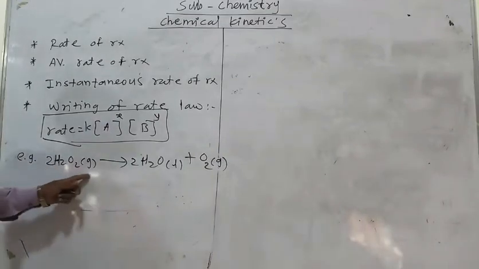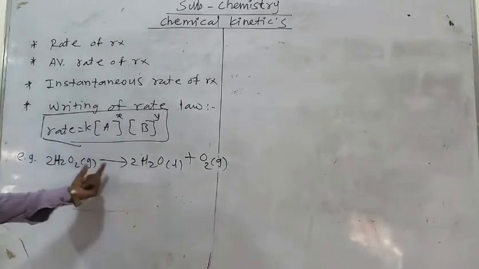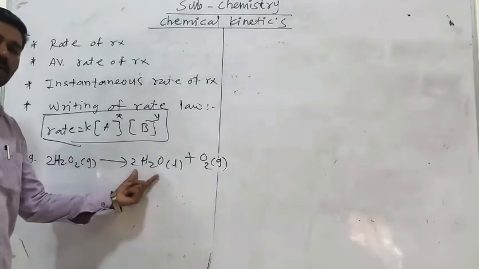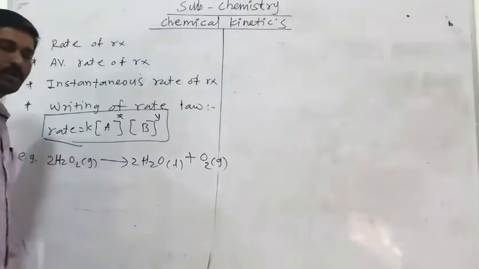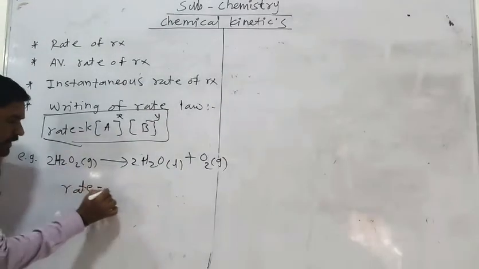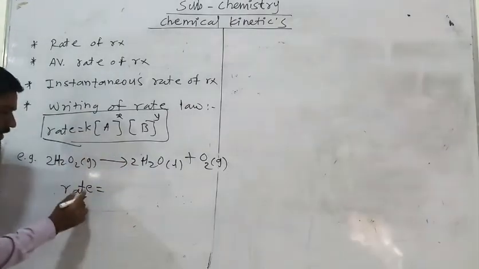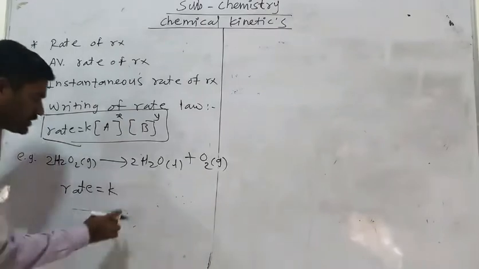If we consider the reaction 2H2O2 in the gaseous form converting into 2H2O in the liquid form, and it gives the O2 oxygen molecule, and we write the rate law for the given equation, the rate law becomes: rate is equal to K, the rate constant.